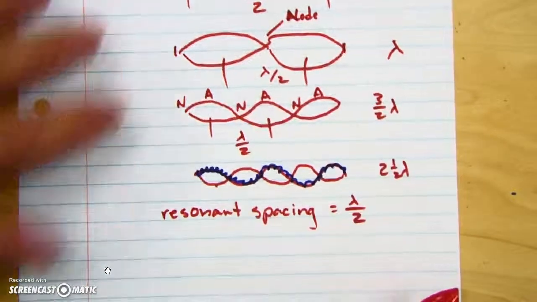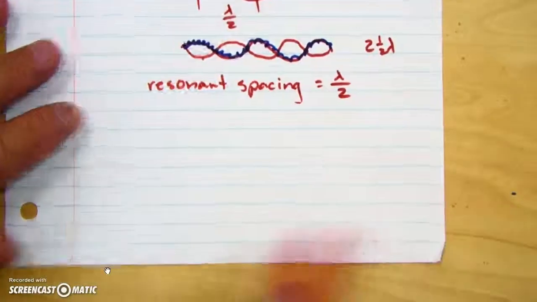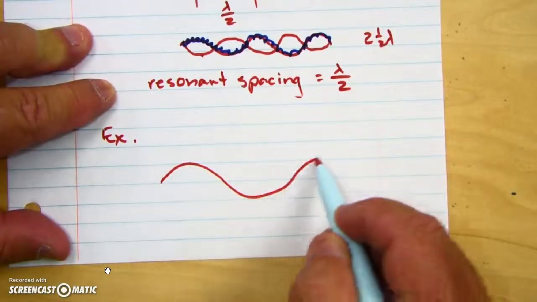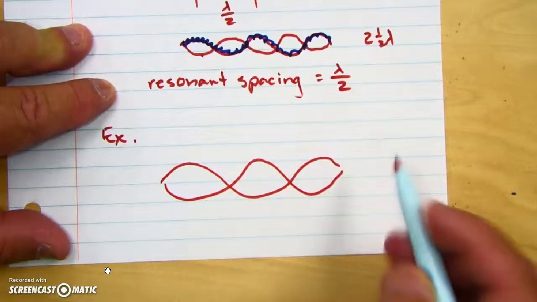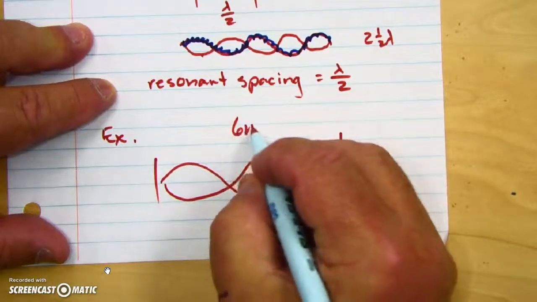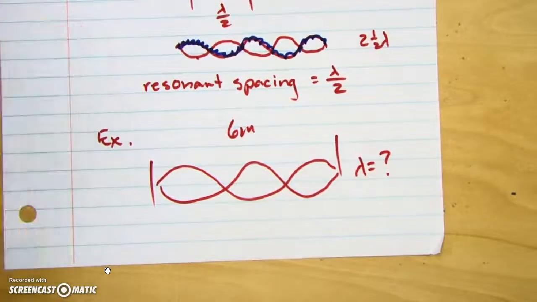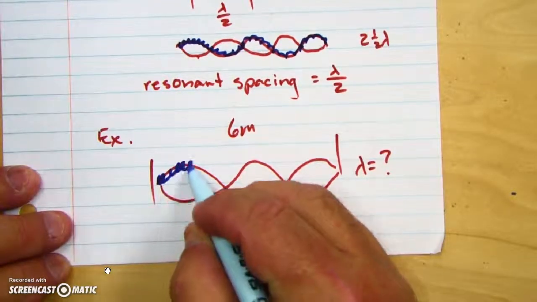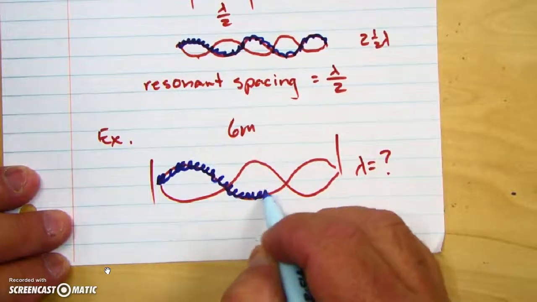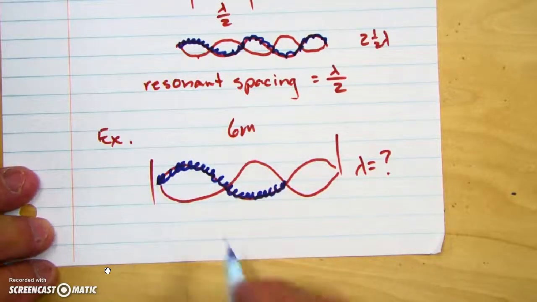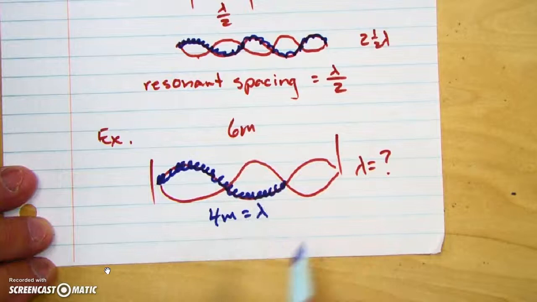So, let's do an example. I have this. And I tell you that this is 6 meters. If that's 6 meters, what's lambda going to be? Well, figure out how much each wave takes. Lambda would be this. And again, I think it helps to maybe even do it in a different color or potentially squiggle the lines or something like that. That would be a wavelength. Well, if this entire thing here is 6 meters, lambda has to equal 4 meters.